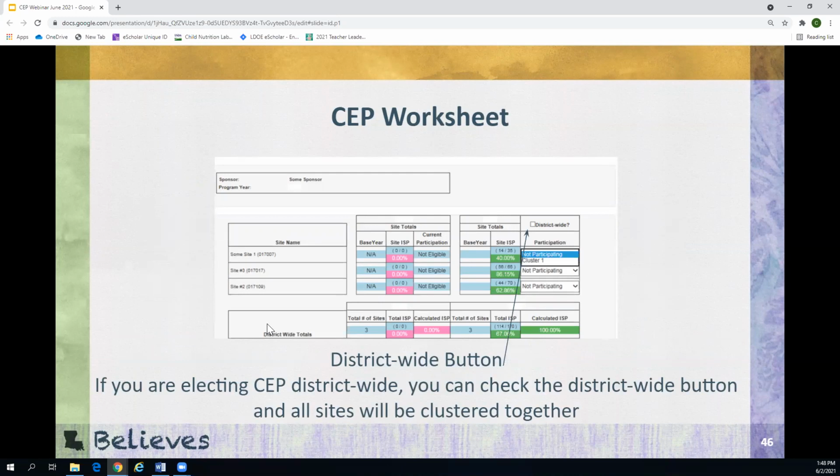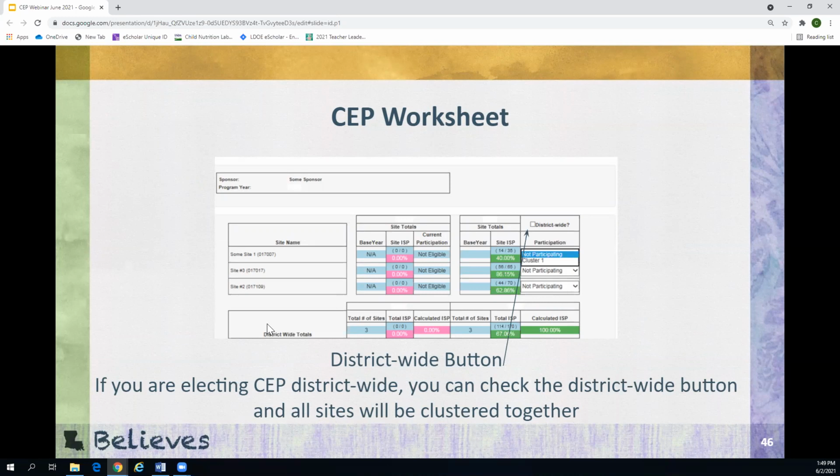So I mentioned this just a little while ago. If you're wanting to operate district-wide, so the entire system in the same cluster, you can click that district-wide button at the top, and it'll put all of your sites into cluster 1 and cluster them together. This is super easy when you've got a lot of sites.